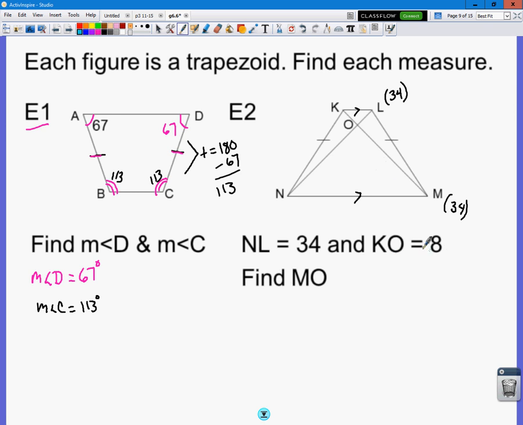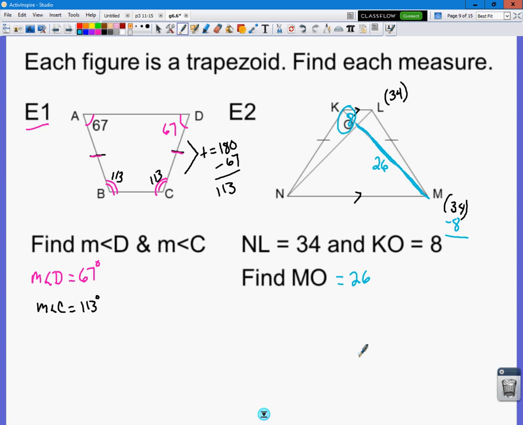They told me from K to O is 8. From here to here is 8. And what they're looking for is this value, from M to O. Well, if I've used 8 of it up, how much is left of my 34? 26. This segment has to be 26 units long.